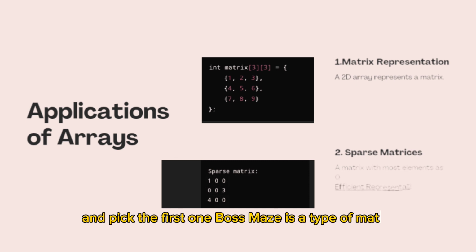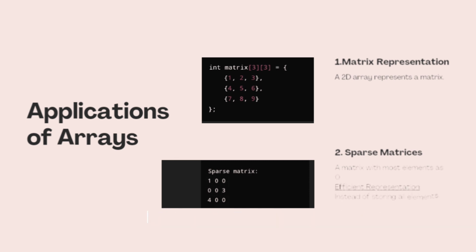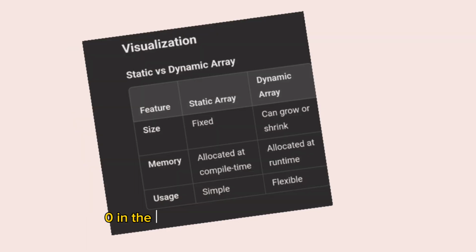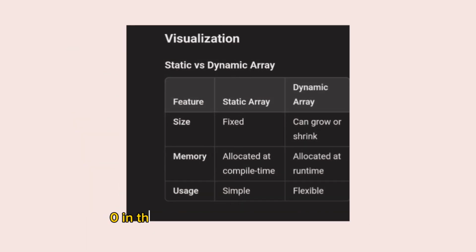Sparse matrix is a type of matrix where most of the values are 0. Instead of storing all the zeros, you can save memory by only storing the positions and values of non-zero elements. For example, if a matrix has values 1, 0, 0 in the first row, 0, 0, 3 in the second, and 4, 0, 0 in the third, you only store the positions and values of 1, 3, and 4.